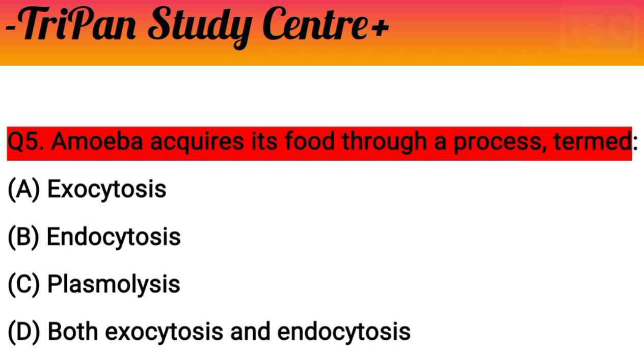It means option B is correct. Endocytosis, the process by which amoeba acquires food. Endocytosis, option B is correct. Let's see the next question here.